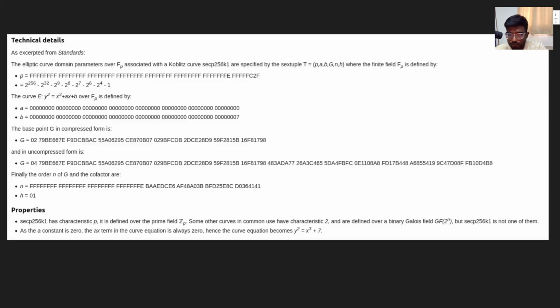This is a general elliptic equation, which is y square is equal to x cube plus ax plus b. For SECP256K1, a is chosen to be 0 and b is chosen to be the constant 7. So y square is equal to x cube plus 7 is the elliptic curve equation used in SECP256K1. And this G, capital G, is called the generator point.